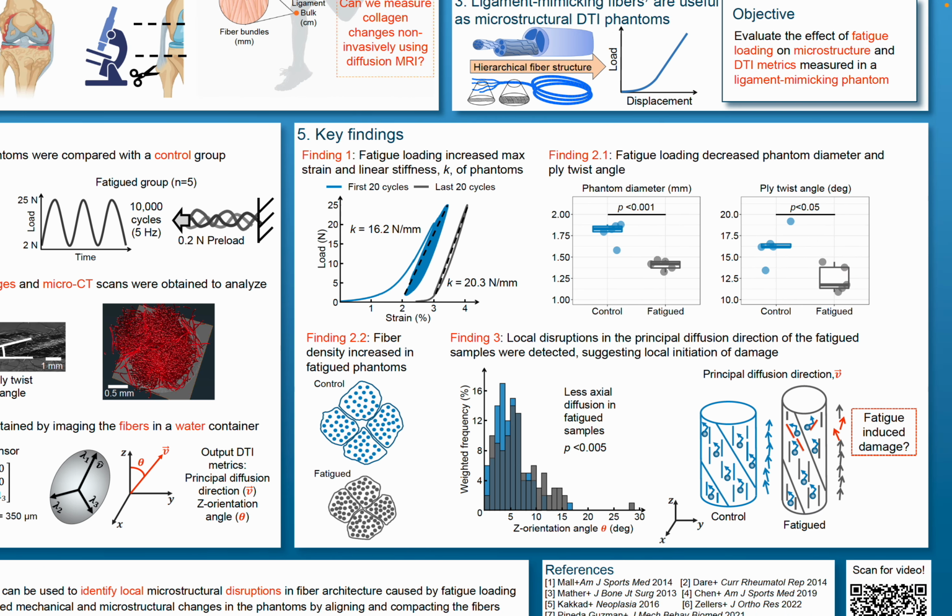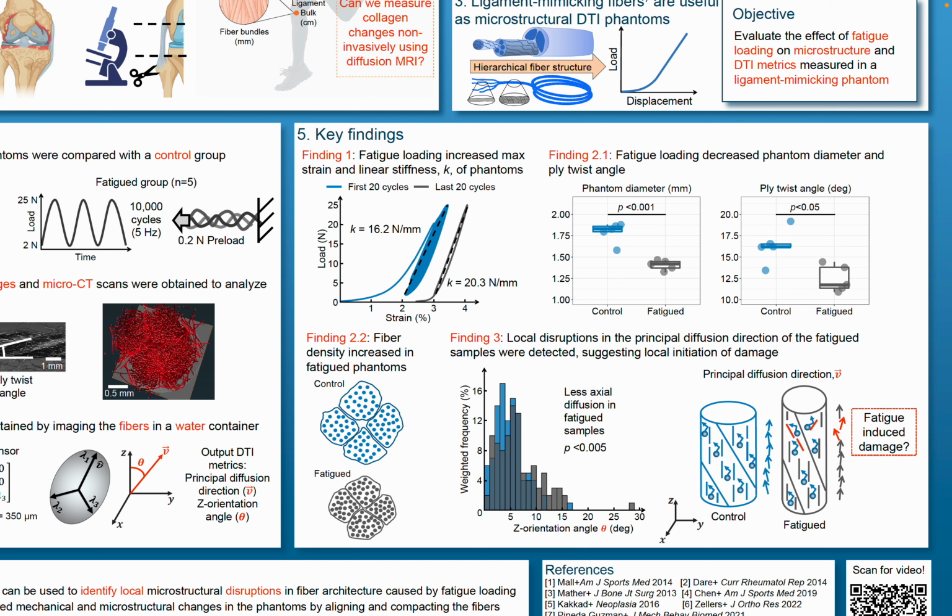We found that fatigue loading increased the mat strain and linear stiffness of the phantoms, as has been previously seen in knee ligaments and tendons, and that fatigue loading decreased the phantom diameter and the ply twist angle, increasing the fiber alignment and the fiber density in the fatigue phantoms compared to the controls. Most importantly, what we found with the DTI data was that there was less axial diffusion in the fatigue samples compared to the control samples.